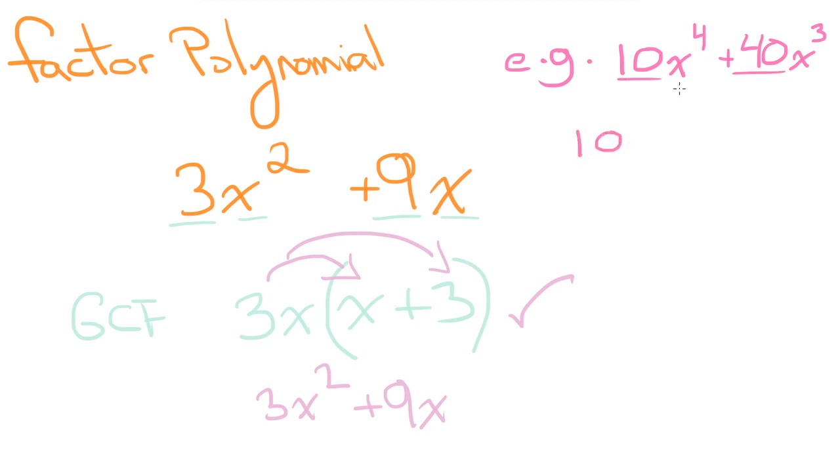So 10. x to the 4th and x to the 3rd. How many of these x's are common? Well, 3 of them are common, so we say x to the 3rd. That's your GCF. And now what's left over? Well, 10x cubed times what is 10x to the 4th is just another x. And 10x cubed times what is 40x cubed is just 4. And there you go.